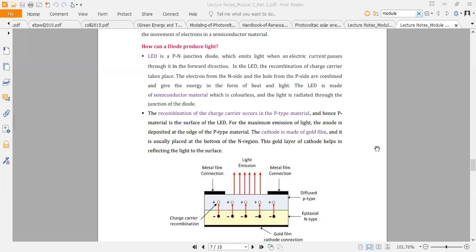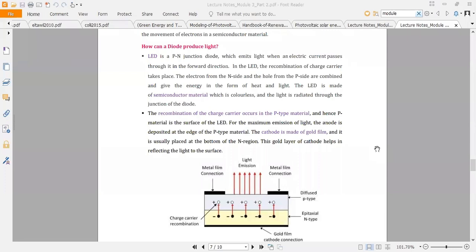So this LED is nothing but a PN junction diode, which emits light when an electric current passes through it in the forward direction. LED क्या है? एक PN junction diode है, और जब इससे एक इलेक्ट्रिक करंट हम फॉरवर्ड डायरेक्शन में पास करते हैं, तो वो लाइट एमिट करता है. डायोड हमारा क्या है? अगर उससे रिवर्स डायरेक्शन में करंट फ्लो करेंगे तो करंट फ्लो नहीं करेगा. So when the current flows in the forward direction, this will emit light.